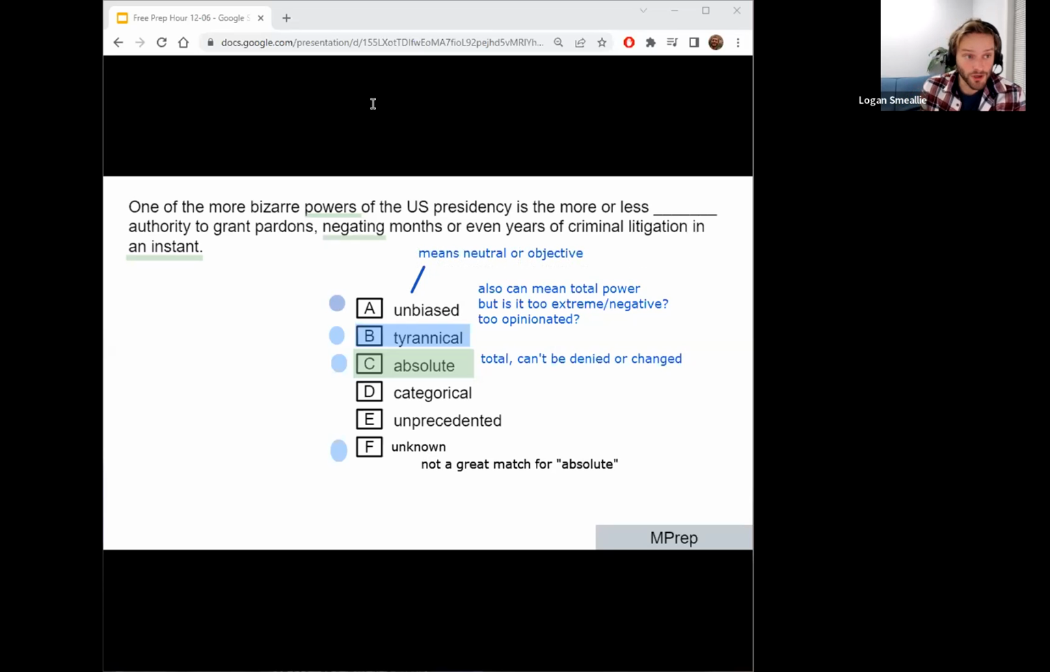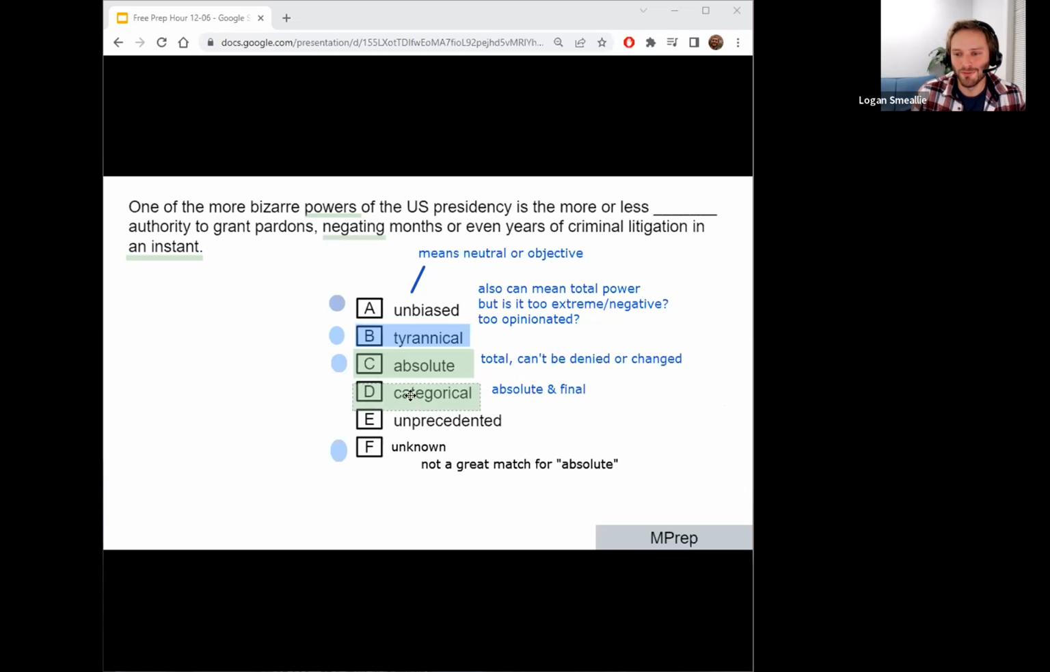I think I finally stumped y'all. Y'all have been getting all of these right, especially once we fix that last one. But surprisingly, the word that matches absolute here is categorical. Categorical has nothing to do with categories in this sense. It actually means kind of absolute and final. If I say I am categorically not going to your party, that means I am never going to go to your party. It's absolutely out of the question that I'm going to go to your party.